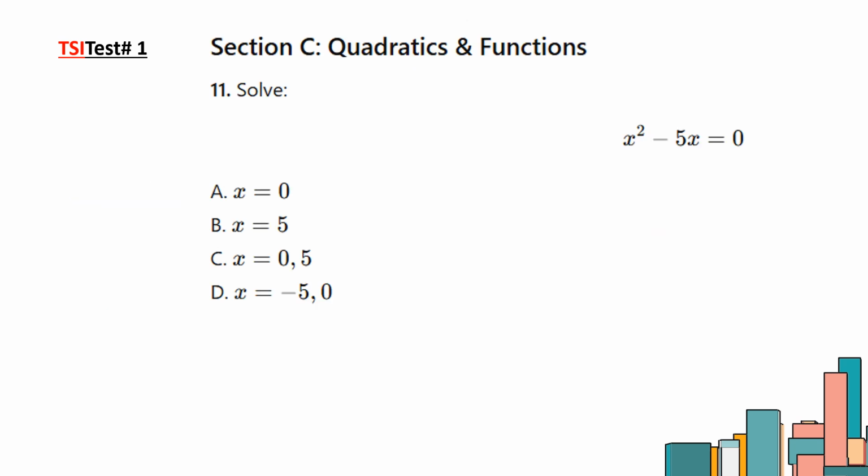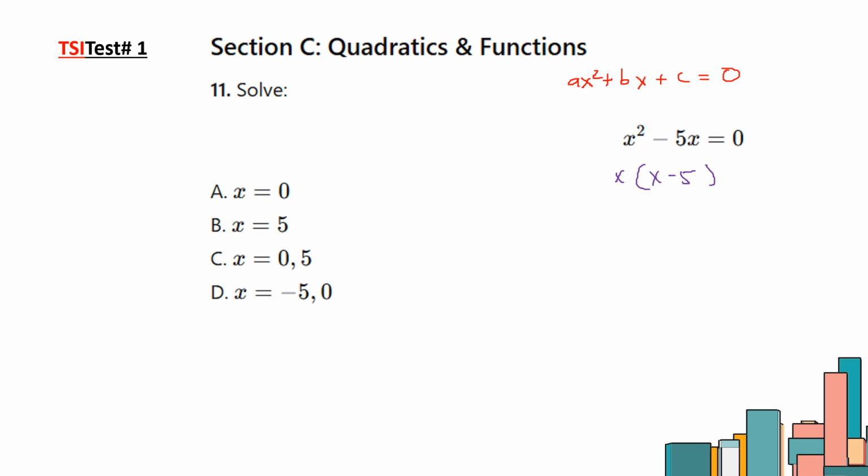Question number 11. Solve x squared minus 5x equals 0. In this one, it's a quadratic equation, but it doesn't have the c. So the general quadratic equation is ax squared plus bx plus c equals 0. Now c is missing in this case, so it's easier to work with this problem. We take x outside, multiplied by x minus 5. So we factor the x outside.